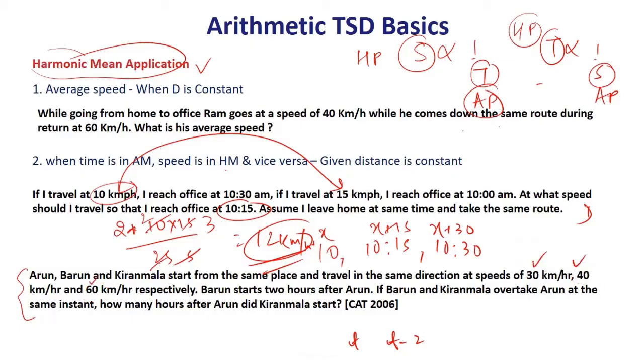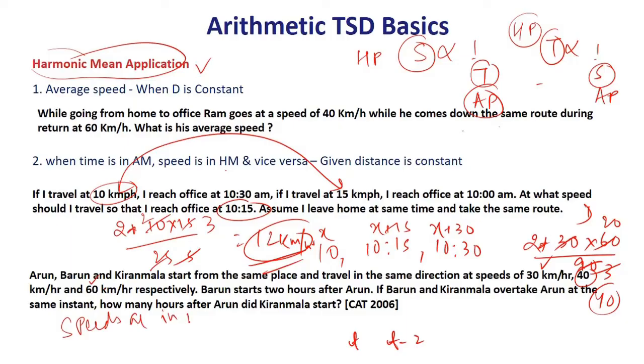30, 40, 60. What do you note here? If you see 2 into 30 into 60 divided by 90, 3 times, and you have 20 times, so 40. So 40 is the harmonic mean of 30 and 60. So here, speeds are in harmonic mean, which means that the time taken must be in arithmetic mean.